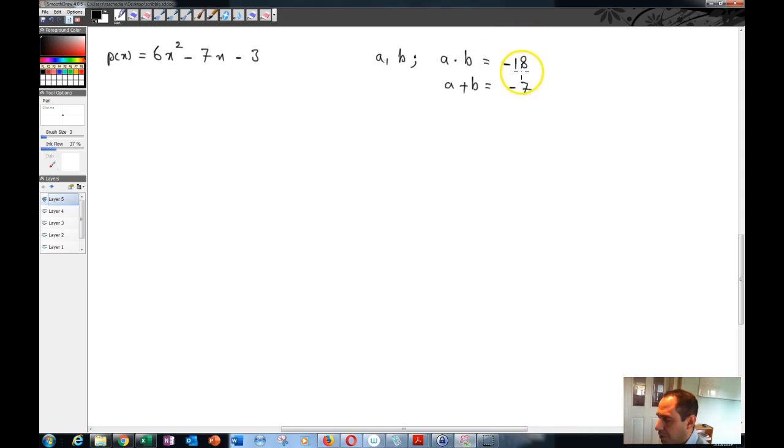So for example, 9 and 2: 9 times 2 is equal to 18. Make one of them negative, so now you have negative 9 and 2. Negative 9 times 2 is equal to negative 18, and negative 9 plus 2 is equal to negative 7. So I write this as 6x squared minus 9x plus 2x minus 3.